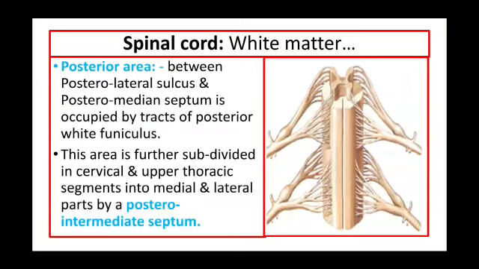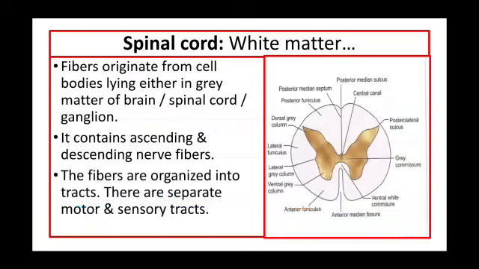This area is further subdivided in the cervical and upper thoracic segments into medial and lateral parts by the posterior intermediate septum. So the fibers originate from the cell bodies lying either in the grey matter of brain, spinal cord or ganglia. So it contains ascending and descending nerve fibers. The fibers are organized into tracts. There are separate motor and sensory tracts.